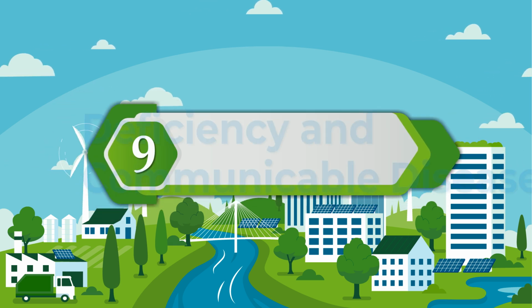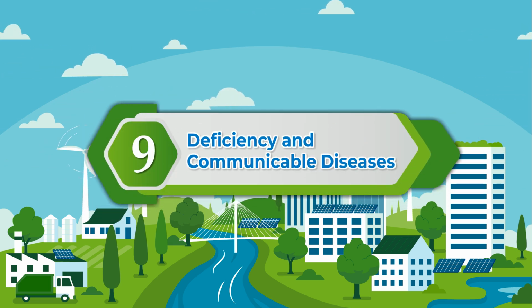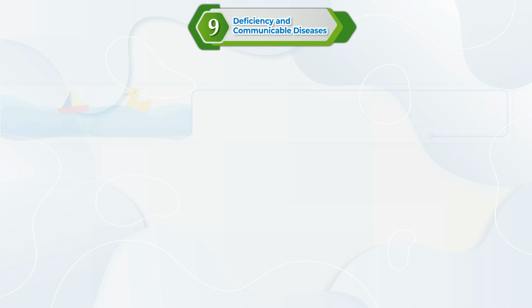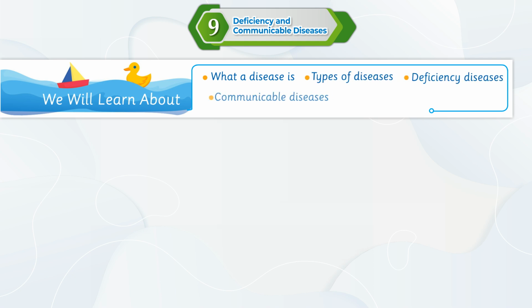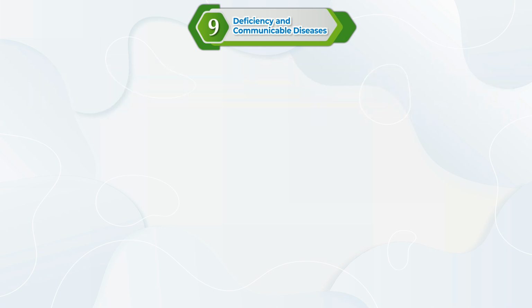Chapter 9, Deficiency and Communicable Diseases. We will learn about what a disease is, types of diseases, deficiency diseases, communicable diseases, vaccination.